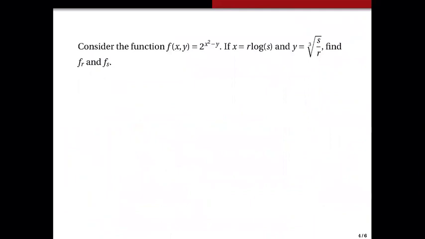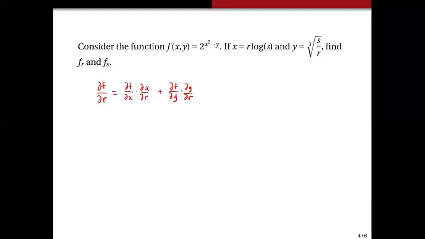For our next example, consider the function f of x comma y equals 2 raised to x squared minus y. If x equals r log s and y equals cube root of s over r, find f sub r and f sub s. So f sub r is just partial f with respect to r. And again, chain rule. Both x and y have the s and r. So partial f with respect to r is partial f with respect to x times partial x with respect to r, plus partial f with respect to y times partial y with respect to r.